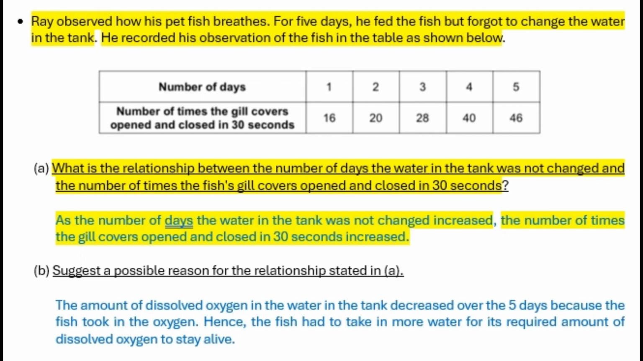B. Suggest a possible reason for the relationship stated in A. The amount of dissolved oxygen in the water in the tank decreased over the 5 days because the fish took in the oxygen. Hence, the fish had to take in more water for its required amount of dissolved oxygen to stay alive.